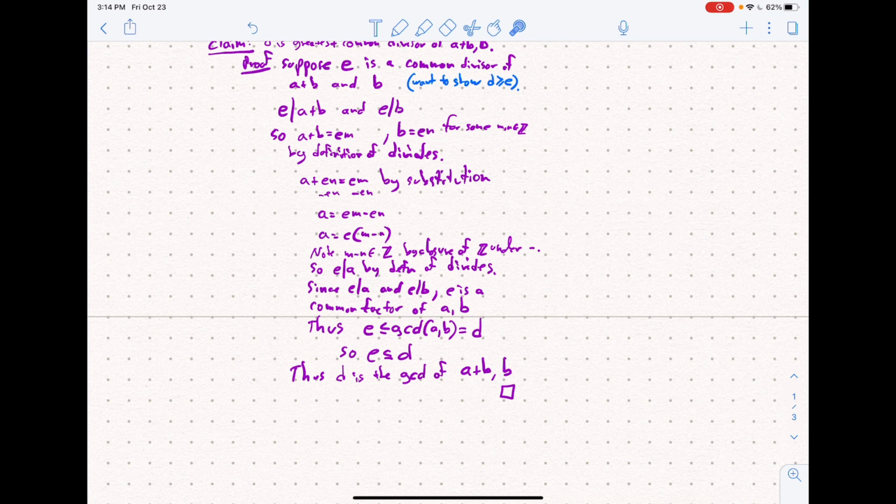You can see that somehow reasoning about the GCD involves going back and forth using these two properties. One, that it's a divisor of both, and then two, that it's the greatest of all the divisors. And sometimes it requires a little creativity to see how to work that into a proof. And that's what you'll be practicing in the current assignment.